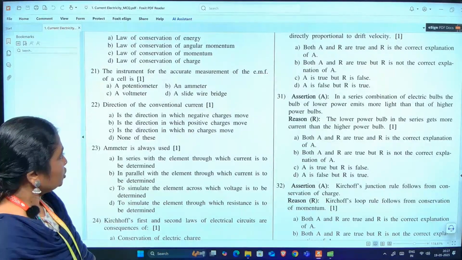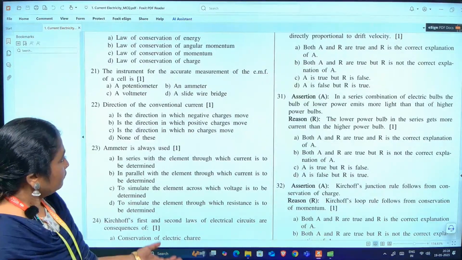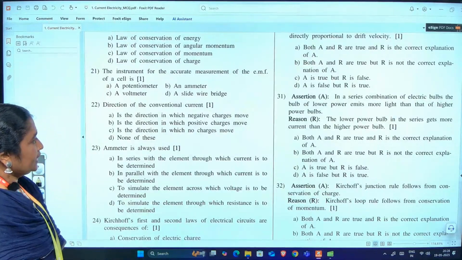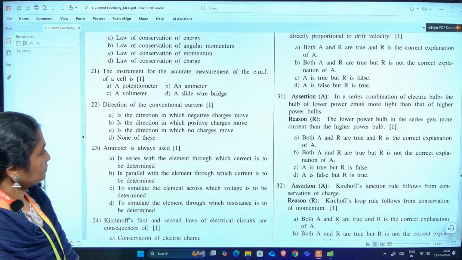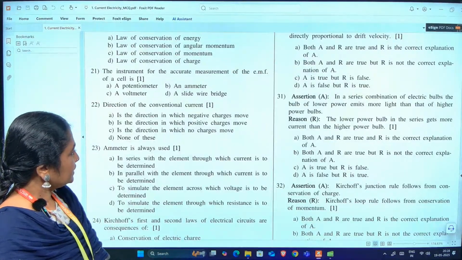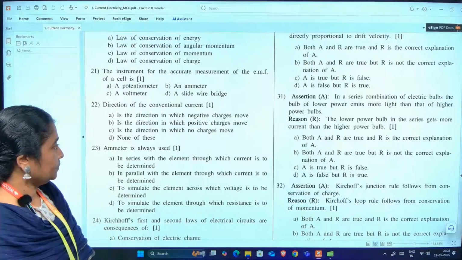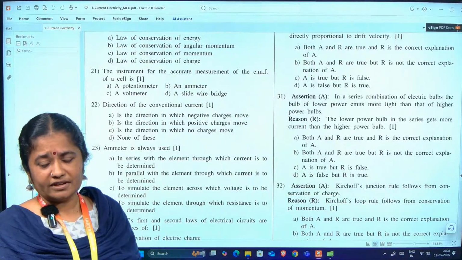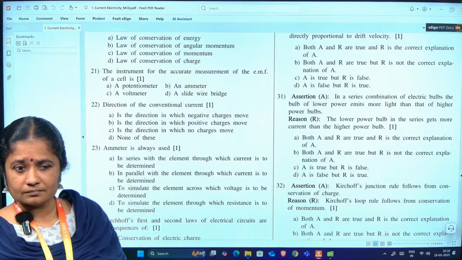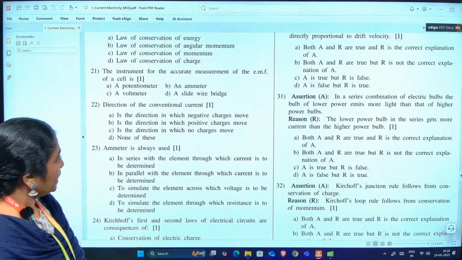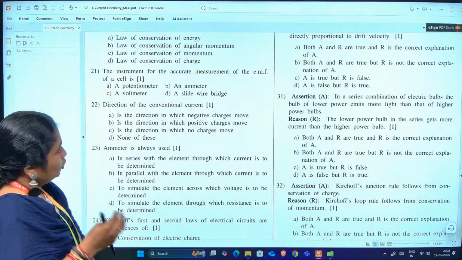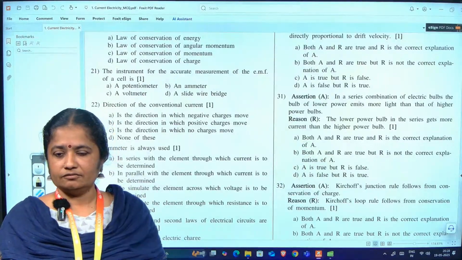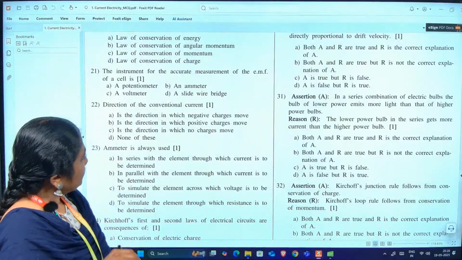In a series combination of electric bulbs, the bulb of lower power emits more light than that of higher power. The lower bulb in the series gets more current than the higher bulb. In series, what will be constant? Current. So what equation will you write for power? P is equal to I square R. Lower power. Suppose you are connecting two different bulbs, say 60 watts and 40 watts. Which one will emit more?